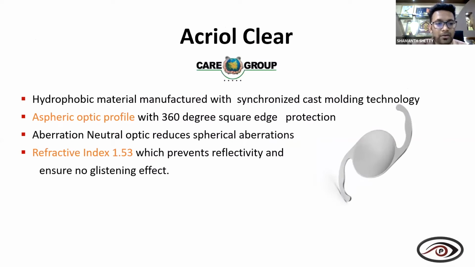Coming to Axial from Care Group, this is basically a hydrophobic lens, which again has an aspheric optic profile with a 360-degree square edge. It has a refractive index of 1.5, which again decreases your glistening effect.